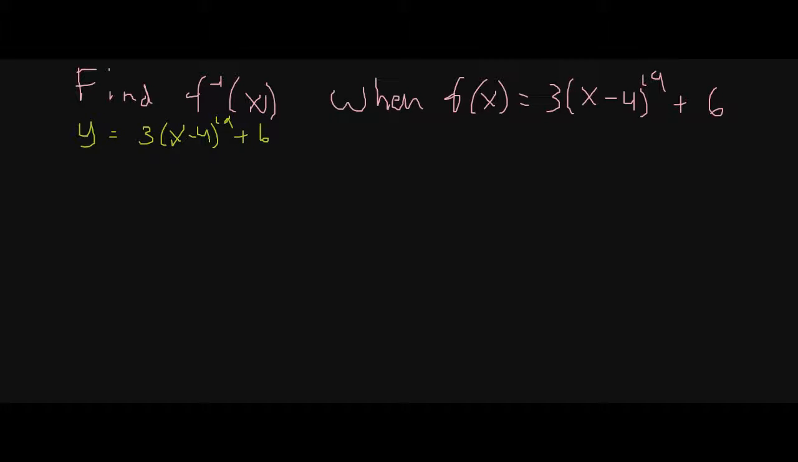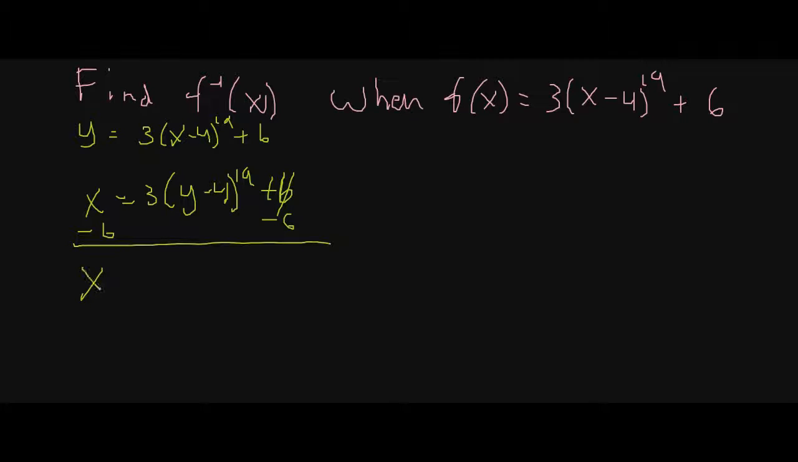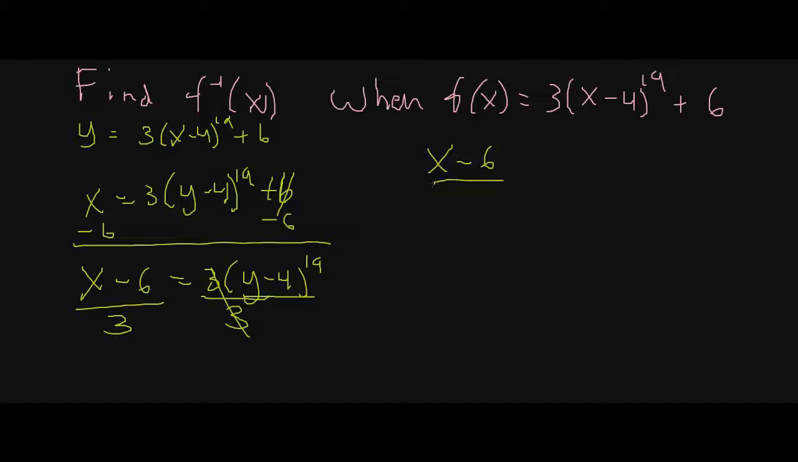Step number 1 is I switch my x and y variables. Then I subtract 6 from both sides to undo any addition or subtraction, so we get x minus 6 is equal to 3 times (y minus 4) to the 19th. Now we want to undo any multiplication or division. We divide both sides by 3, and we get (x minus 6) all divided by 3 is equal to (y minus 4) raised to the 19th power.